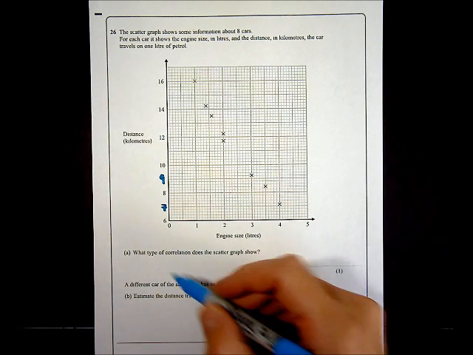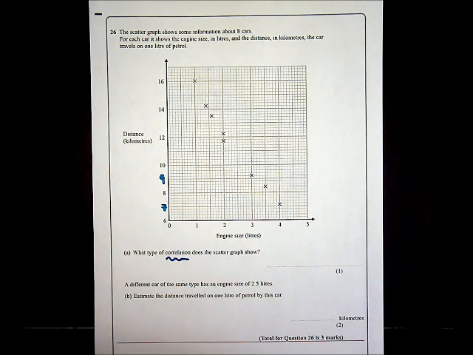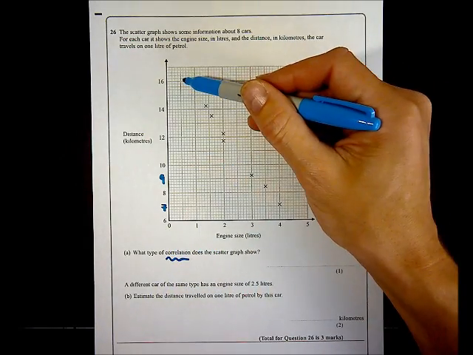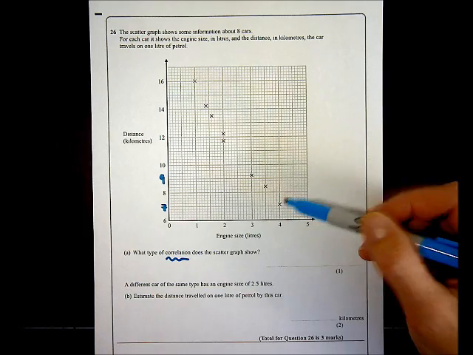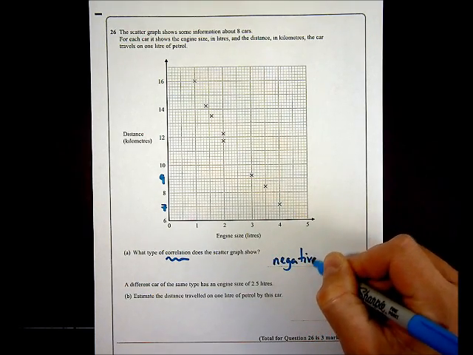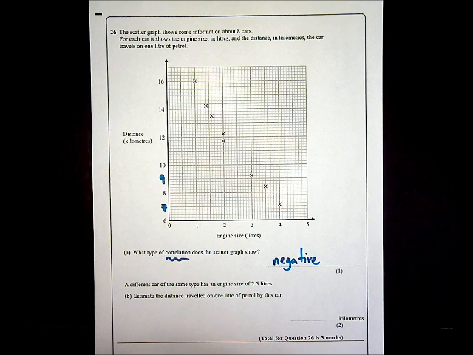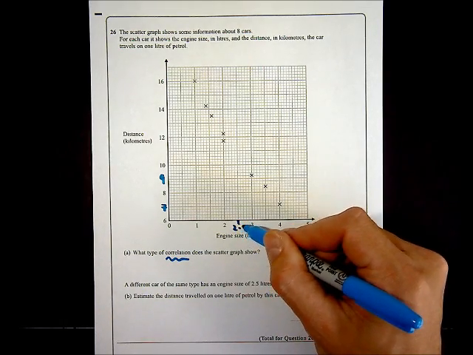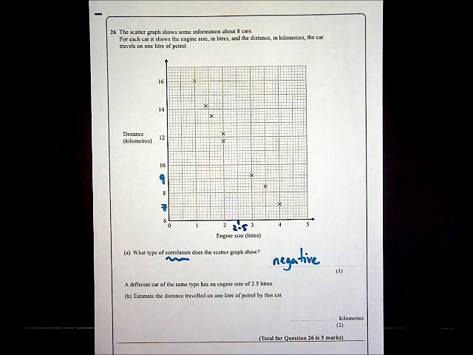And in part A, I'm asked to state what type of correlation is shown in the scatter graph. Well, as the engine size goes up, the distance it will travel comes down, so that is negative correlation. In part B, I'm told that a different car of the same type has an engine size of 2.5 litres, so 2.5 would be there. And I'm asked to estimate the distance travelled on 1 litre of petrol by this car.